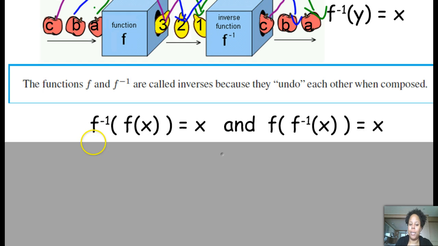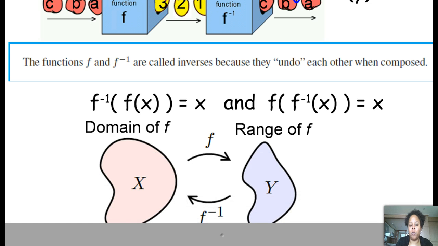The relationship between f inverse and f is that when I compose them with each other, whatever the input is, the output of the composed function will be the same as the input, and vice versa. We'll take a look at what that means with some examples. And it doesn't matter if I compose f inverse with f or f with f inverse, it's still going to give me the same relationship between the two.